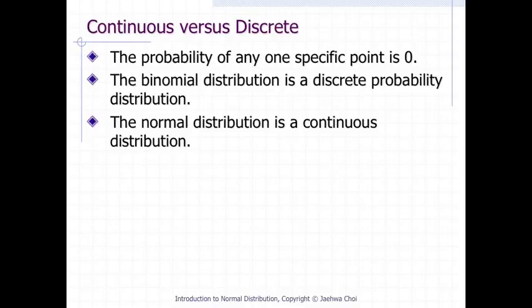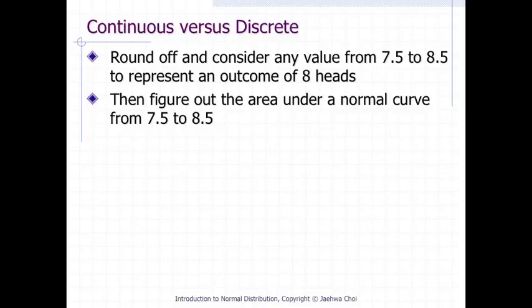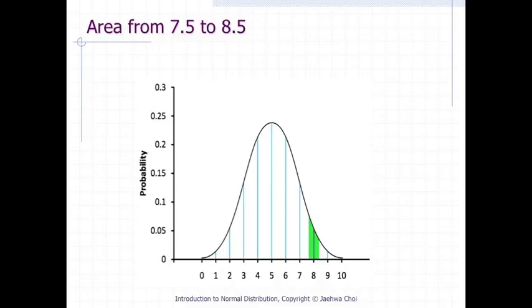The problem is that the binomial distribution is a discrete probability distribution, whereas the normal distribution is a continuous distribution. The solution is to round off and consider any value from 7.5 to 8.5 to represent an outcome of 8 heads. Using this approach, we figure out the area under a normal curve from 7.5 to 8.5. The shaded area is an approximation of the probability of obtaining 8 heads.